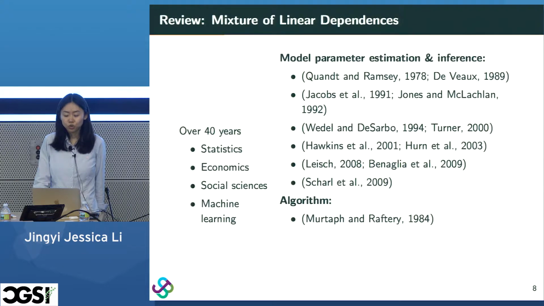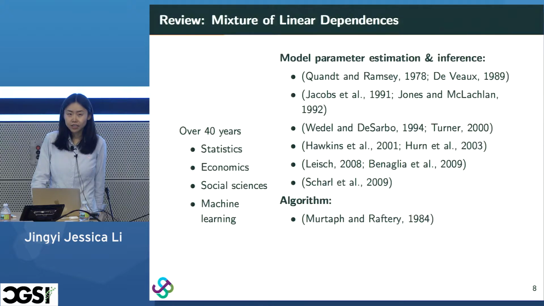However, they do not provide an association measure. They are either about model parameter estimation or about algorithms. Basically, they just want to fit some lines through the data, but they do not provide a scalar measure which you can use to measure the strength of the relationship. So this is our question of interest: how to derive an association measure.